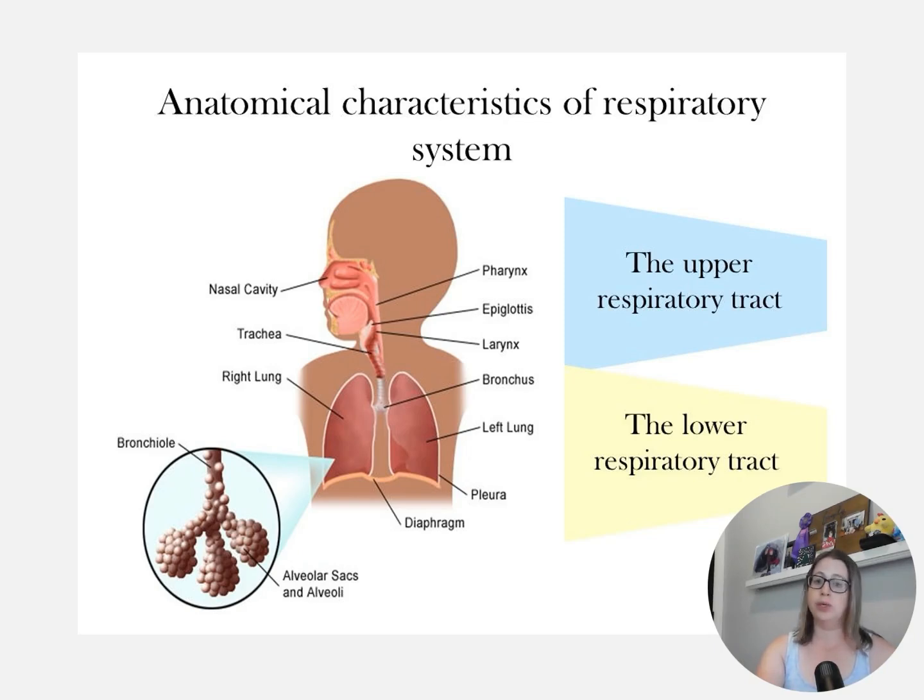Okay, acute respiratory infections can be classified as either upper respiratory tract infections, or URIs, or lower respiratory tract infections. The upper respiratory tract consists of your nasopharynx, your pharynx, your larynx, and your upper trachea. And then you have your lower respiratory tract, which consists of your lower trachea, your bronchi, your bronchioles, and your alveoli.